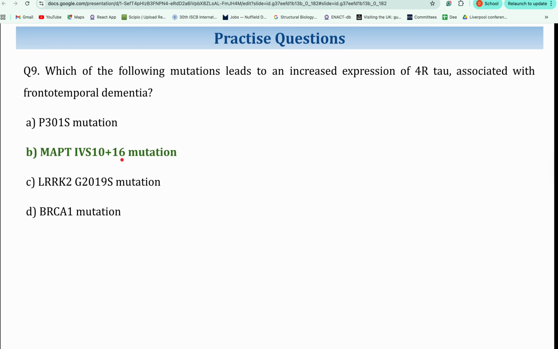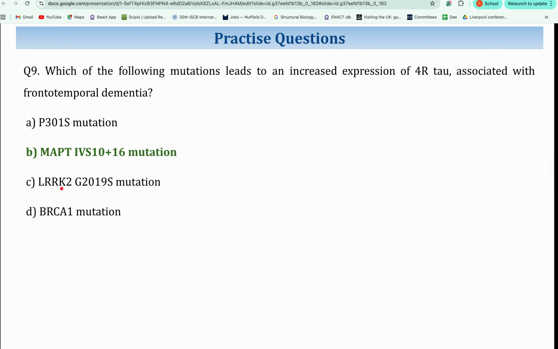The next option is the MAPT IVS 10+16 mutation. Here IVS means intervening sequence, so the location in this gene is intron 10. The effect is on splicing of exon 10: it increases the inclusion of exon 10, which results in overproduction of 4R tau repeats compared to 3R. So it's strongly associated with frontotemporal dementia. This particular mutation leads to increased inclusion of exon 10, which leads to overproduction of 4R tau. That's why this option is right.